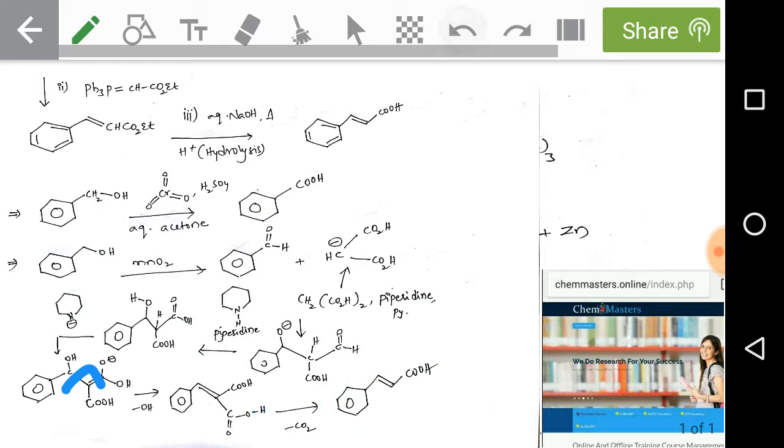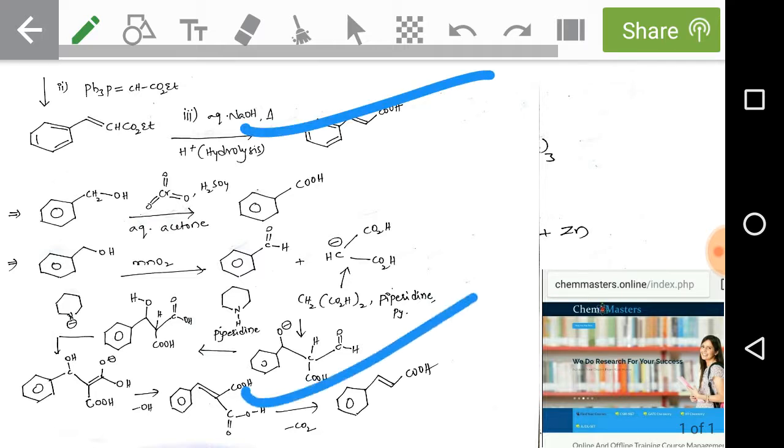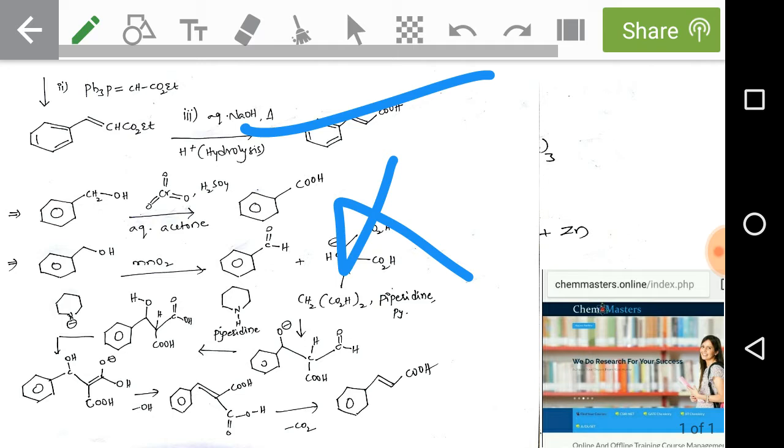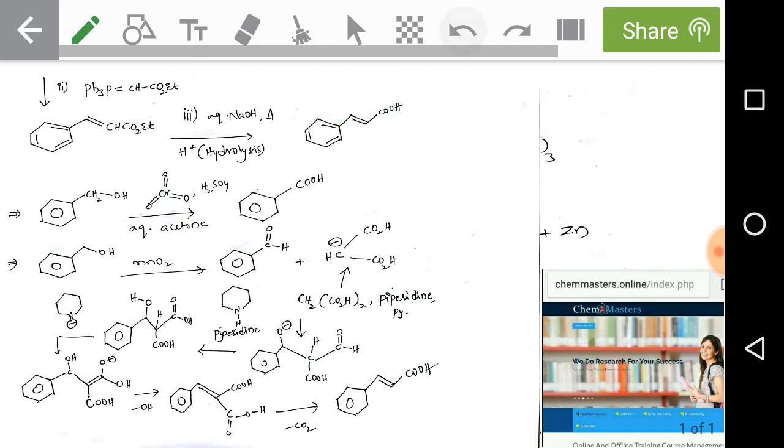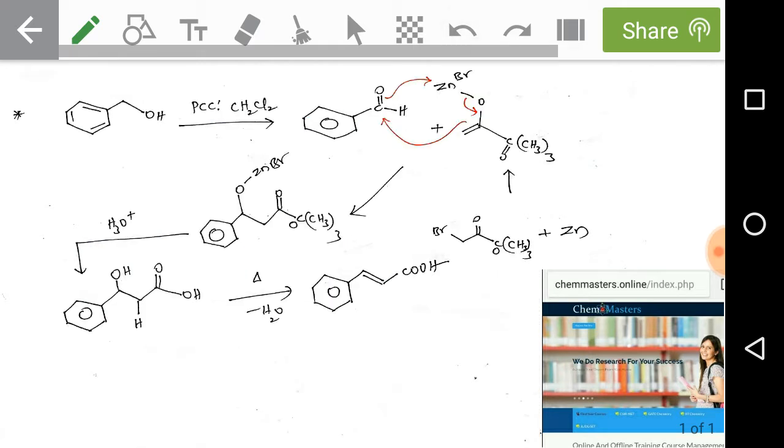That means the third reagent combination is also producing cinnamic acid. That's why the third reagent combination is also a correct one. So here A is a correct reagent combination, C is a correct reagent combination, and B is the false reagent combination. Now we need to check the fourth one.